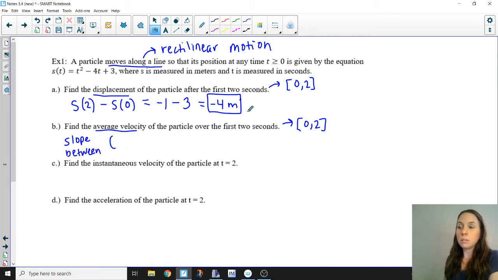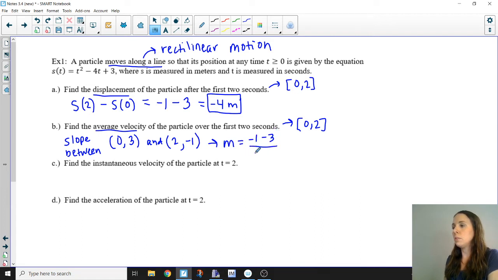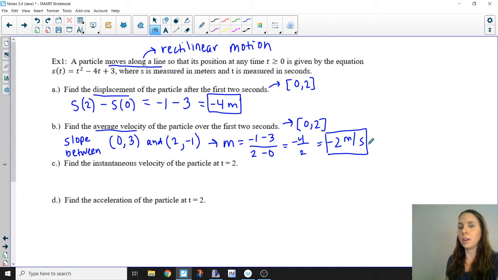and let's write our ordered pairs. The first time is 0, comma. When we sub 0 into our position, we already did that earlier, we got 3. The second time is 2. When we sub that into our position, we got negative 1. Now just do it. Negative 1 minus 3 over 2 minus 0 is negative 4 over 2, or negative 2. And what's the units? We're doing velocity now. Meters per second, right? Negative 4 meters per 2 seconds, or taking that down to a unit rate, it's negative 2 meters per second. There's our average velocity.